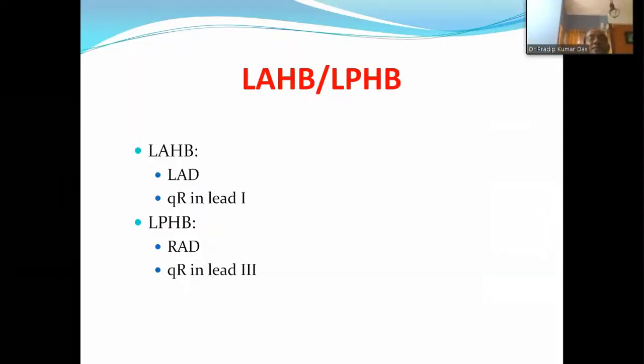Another short topic is left anterior fascicular block and left posterior fascicular block. Left anterior hemiblock is predominantly left axis deviation with a small q and a tall R wave in lead 1, and in posterior hemiblock, there is a small q and tall R in lead 3. Same pattern: left axis deviation with qR in lead 1 is left anterior hemiblock, and right axis deviation with qR in lead 3 is left posterior hemiblock.